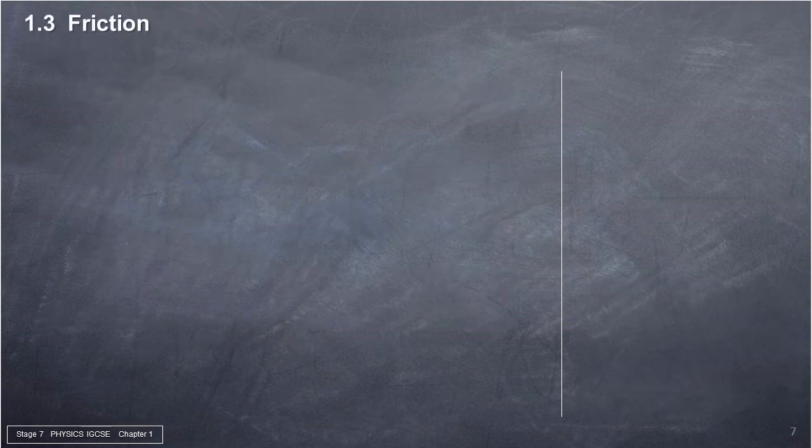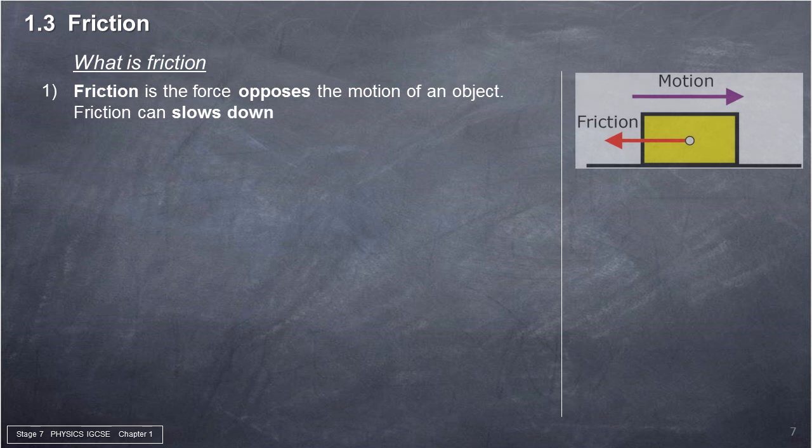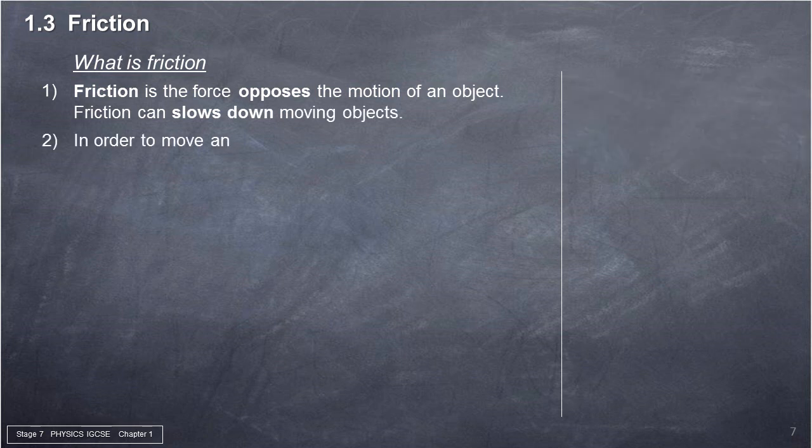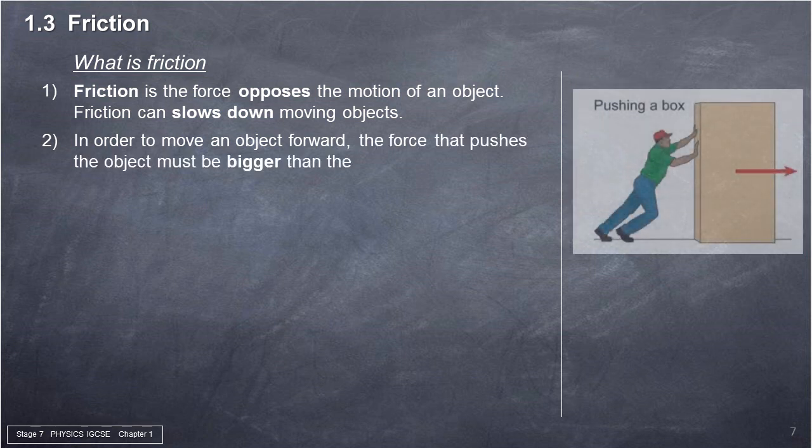1.3 Friction. What is friction? 1. Friction is the force that opposes the motion of an object. Friction can slow down moving objects. 2. In order to move an object forward, the force that pushes the object must be bigger than the friction force that acts on the opposite side.